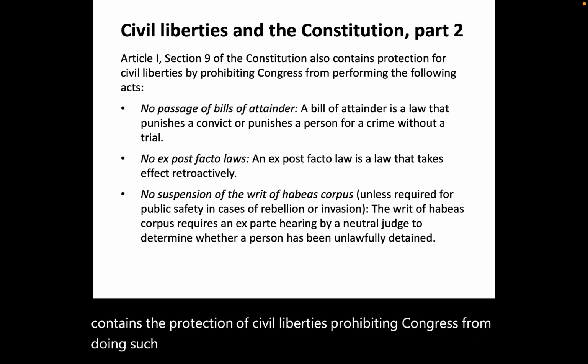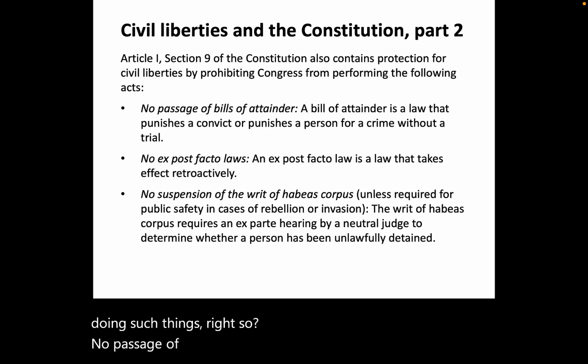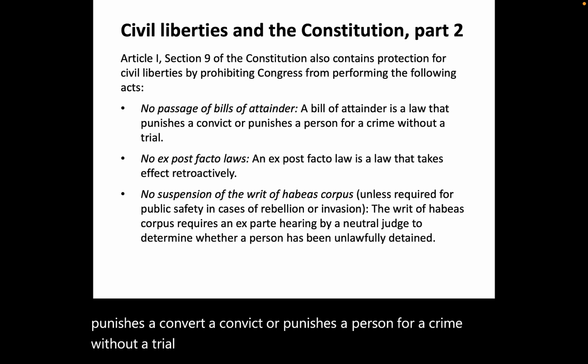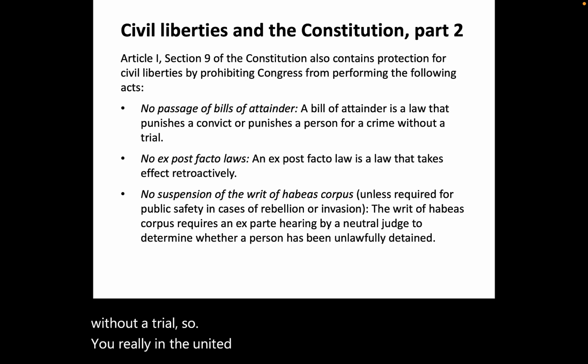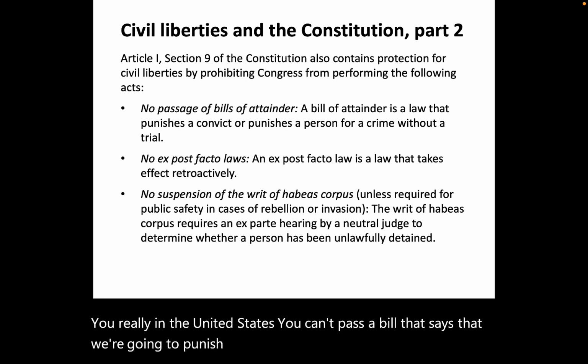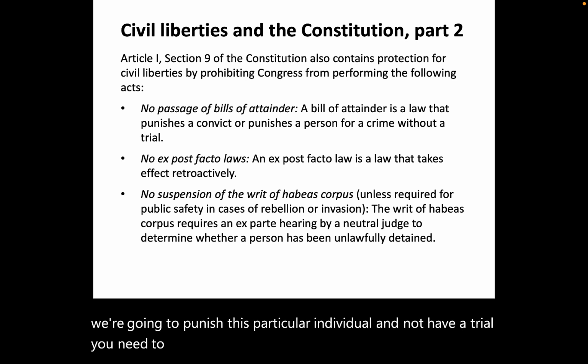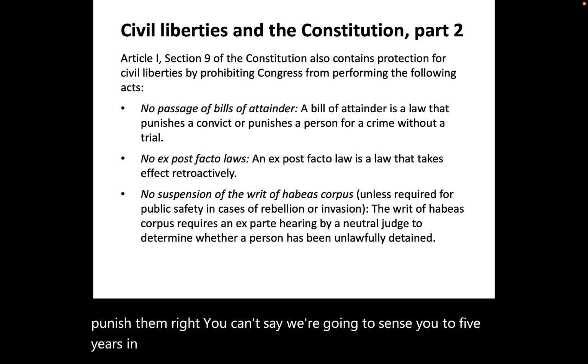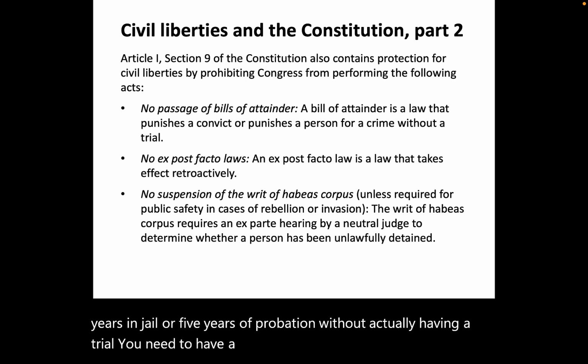No passage of bills of attainder. A bill of attainder is a law that punishes a person for a crime without a trial. In the United States, you can't pass a bill that says we're going to punish this particular individual and not have a trial. You need to have a trial in order to punish an individual. That's different from being arrested. You can't say, we're going to sentence you to 5 years in jail or 5 years of probation without actually having a trial. You need a trial in order to fully punish someone.